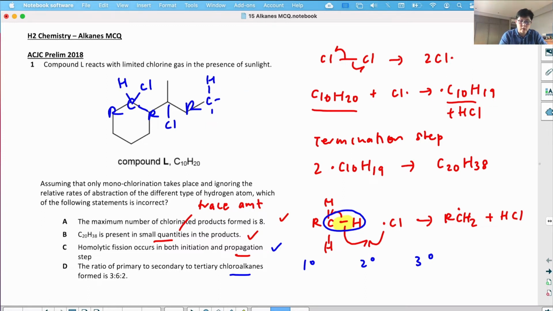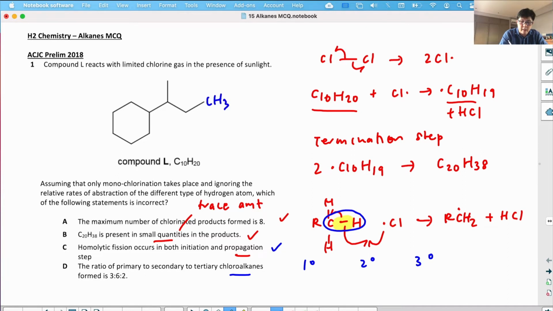So what you need to do is substitute the hydrogen with a Cl. For primary, I'm going to label all the primary. Actually, I have two hydrogens here. Primary here, primary this part. Only these will give you a primary halogenoalkane.